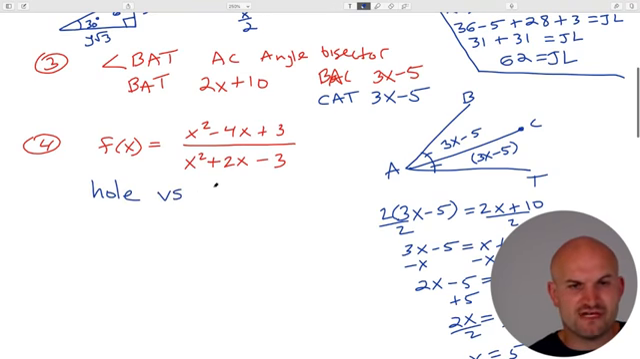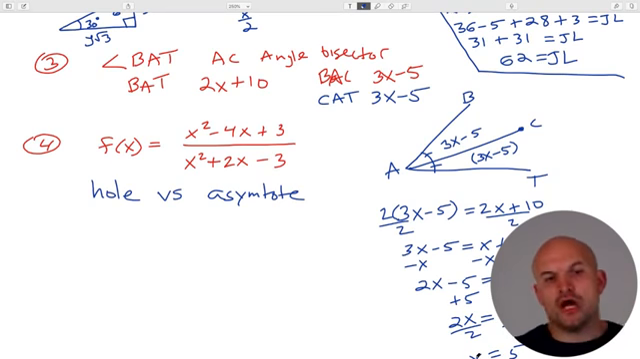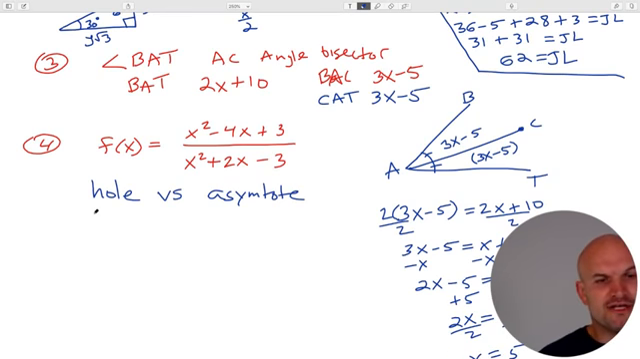The last question on this first live stream: is it a hole or an asymptote? How do you know? Or another way to ask it: is the discontinuity removable or non-removable?